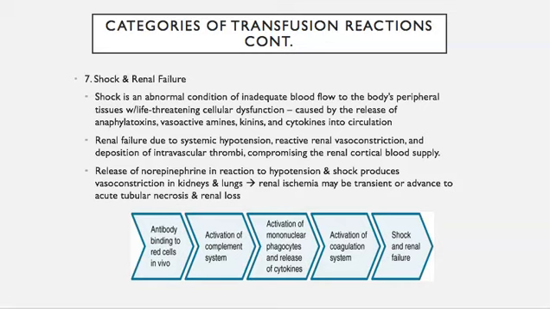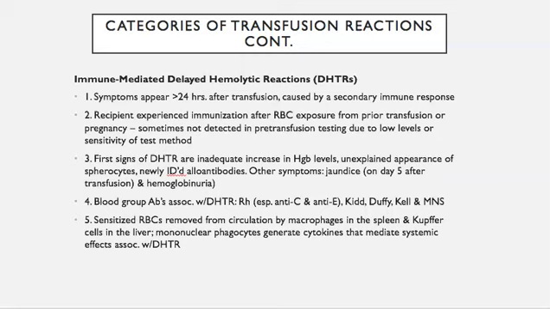And shock produces vasoconstriction in the kidneys and lungs, which then leads to renal ischemia, which may be transient, or it can advance to acute tubular necrosis and renal loss. And ischemia is loss of blood flow.